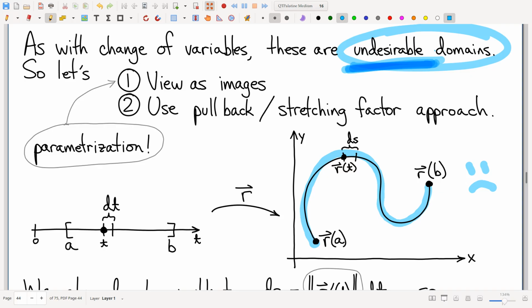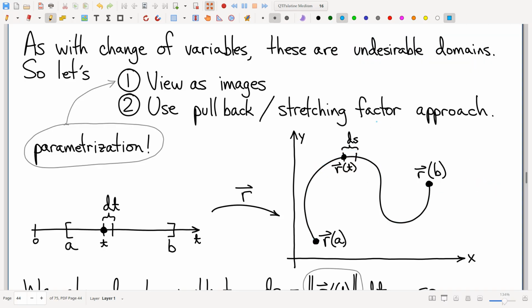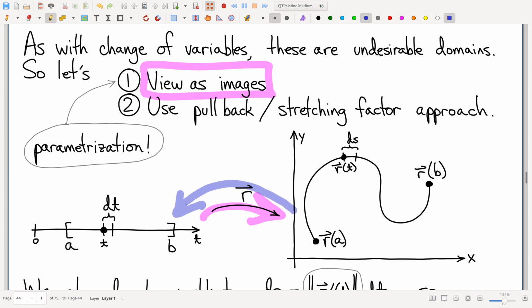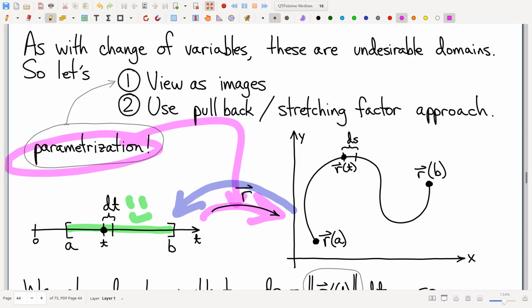So, that said, we're going to deal with an undesirable domain the same way we always have, which is we're going to find a way to view that domain as being an image, and then we're going to pull back to a new, more desirable, in this case, just an interval on the t-axis, more desirable domain. And good news, we already know how to do that. The function, parameterization, right? Goes way back to chapter 1, right?